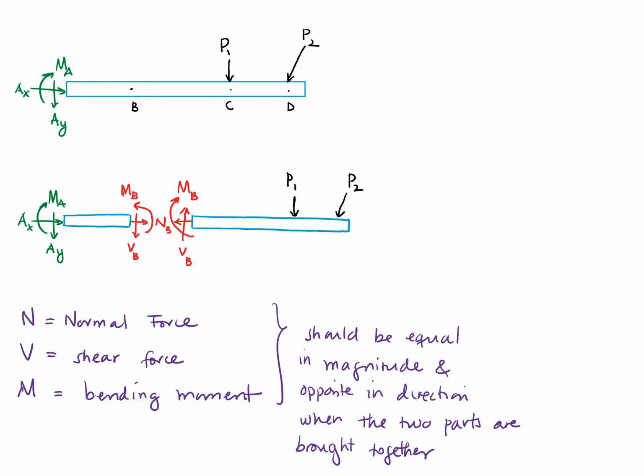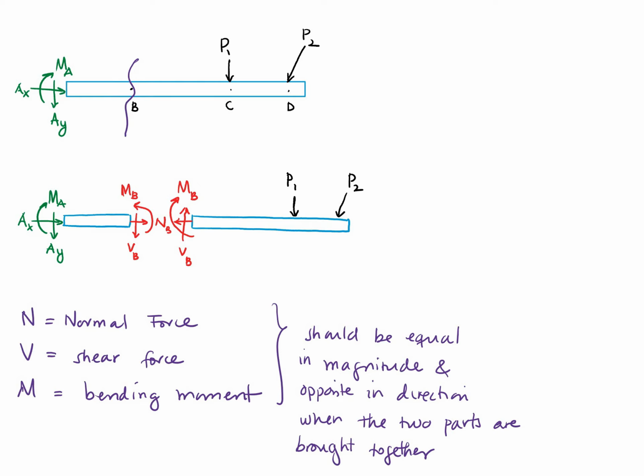Okay, so if we want to find out what's going on at point B, we're going to make a cut at point B. What that does for us is that we're able to split it into two and see what's happening. The first thing that's happening inside any kind of cut member is kind of like how a fixed member looks. There are three things going on: a normal force, a shear force, and a moment.